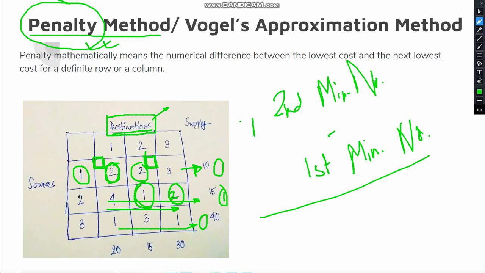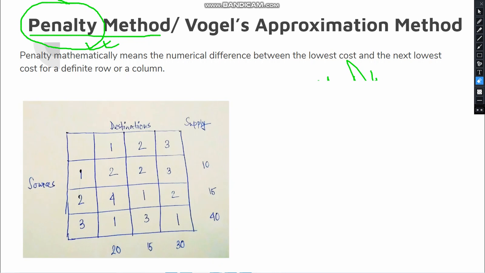Now we have to calculate the penalty for each row and each column. So we'll be observing now.